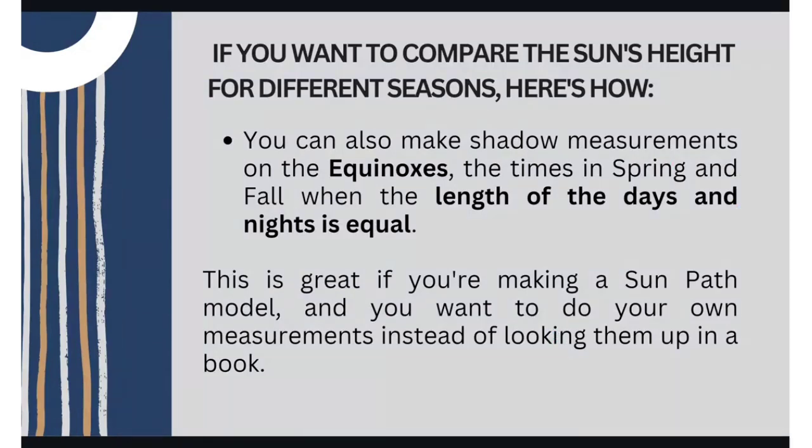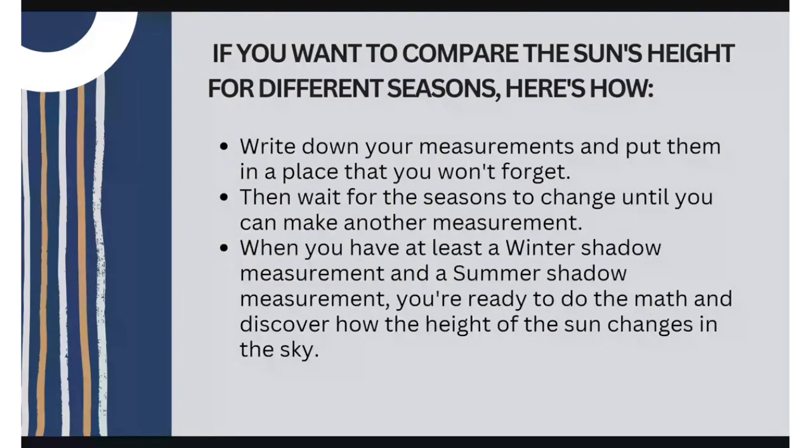We can also make shadow measurements on the equinoxes. Again, yung equinox, it is the times in the spring and fall where the lengths of days and nights are equal. By making these measurements and recording them in a journal, we can create a sun path model that shows the path of the sun across the sky through the year. This is helpful for us architects, architecture students, engineers, and designers who need to consider the impact of the sun's position on our projects.